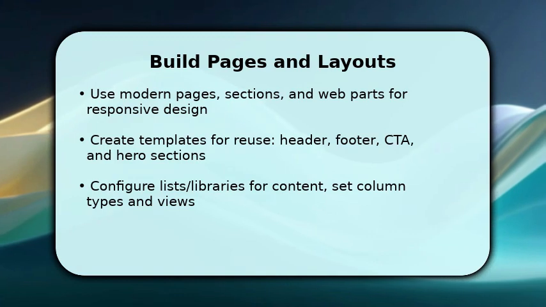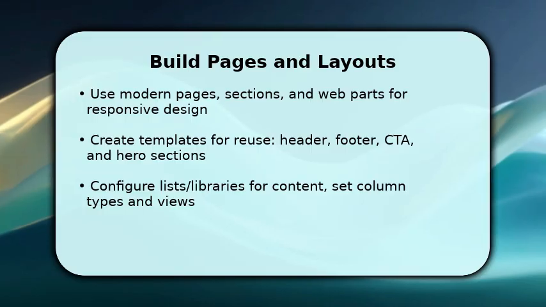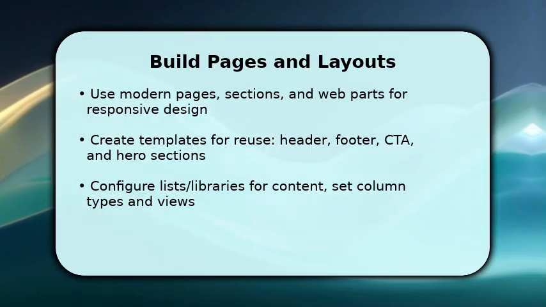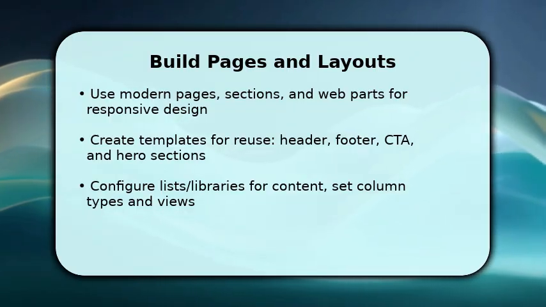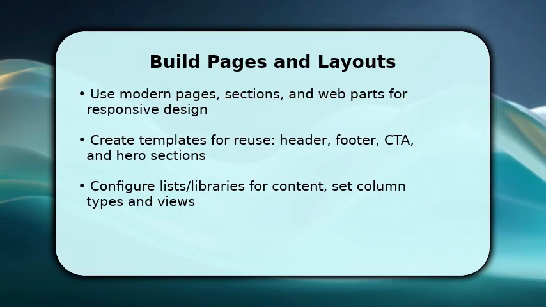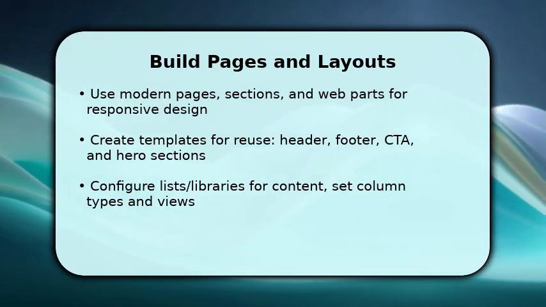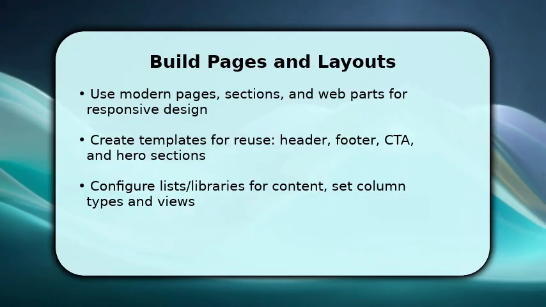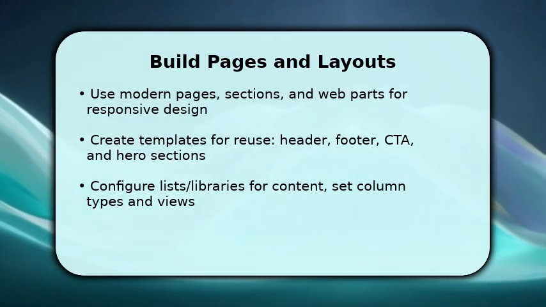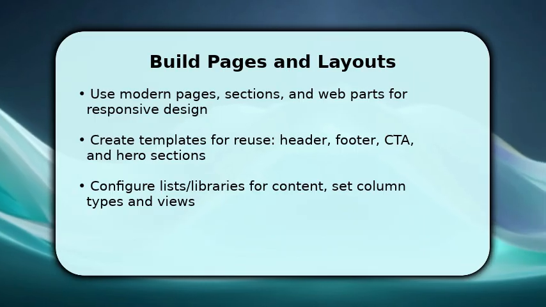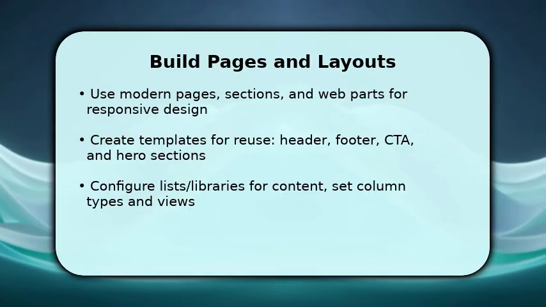Now focus on structure. Add modern pages and choose section layouts, 1 column, 2/3, or 3 columns to match content density. Insert web parts, text, image, hero, quick links, and document library for dynamic content. Create a reusable template by saving a page as a template so teams replicate consistent layouts. Also set up lists and libraries with metadata columns and views to power filtering and search. This makes content manageable and discoverable as the site scales.